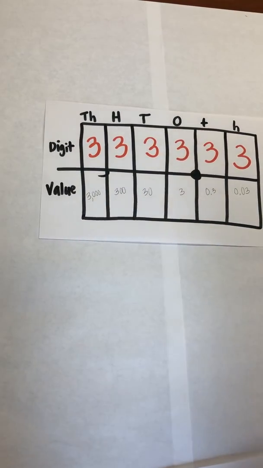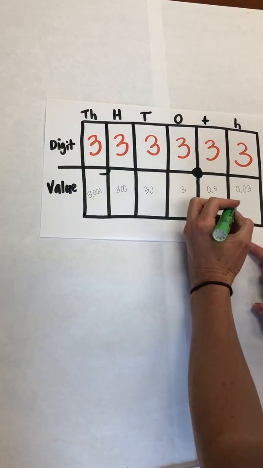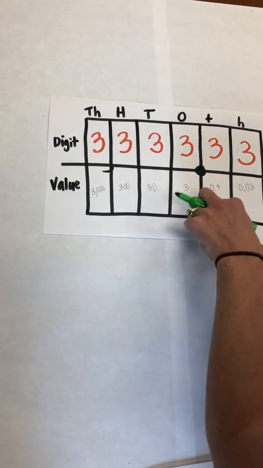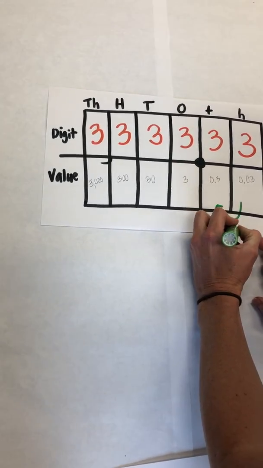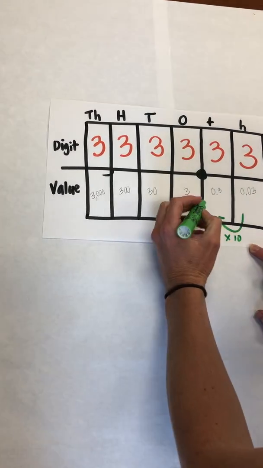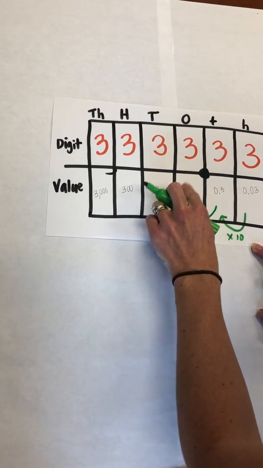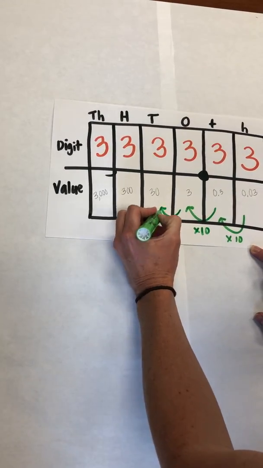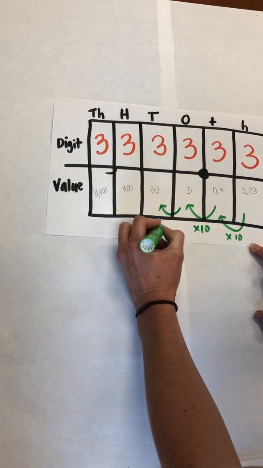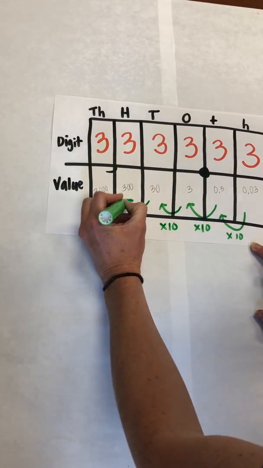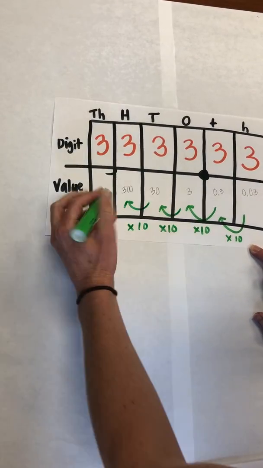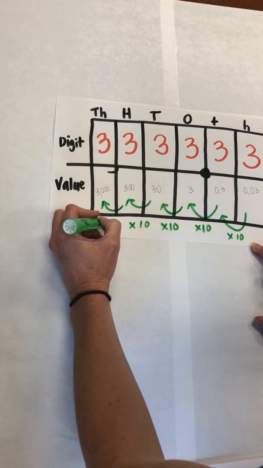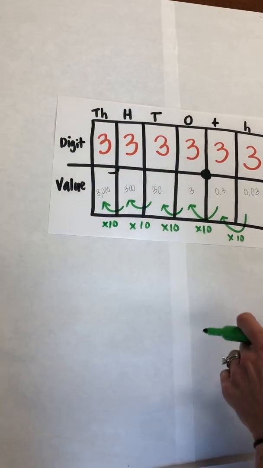of the 3 changes. 3 hundredths related to 3 tenths, well, I know that 3 tenths is 10 times larger than 3 hundredths. I know that 3 wholes is 10 times larger than 3 tenths. I know that 30 is 10 times larger than 3. 300 is 10 times larger than 30. And 3,000 is 10 times larger than 300.